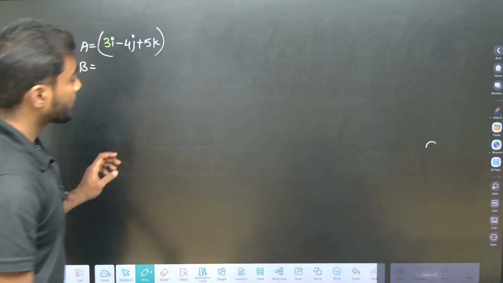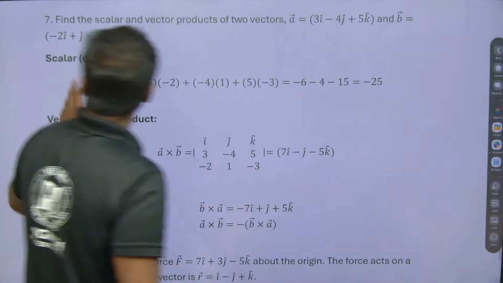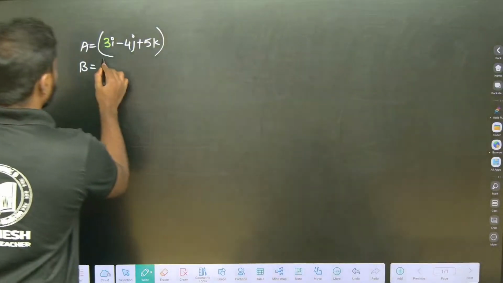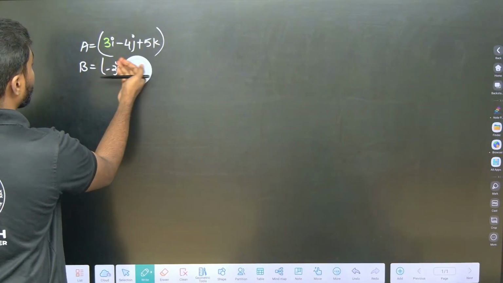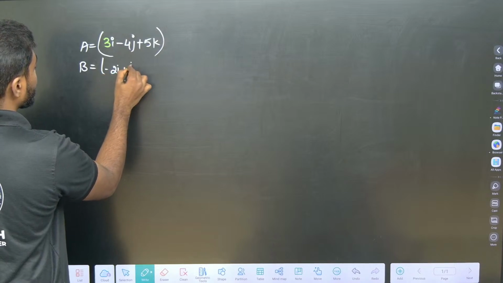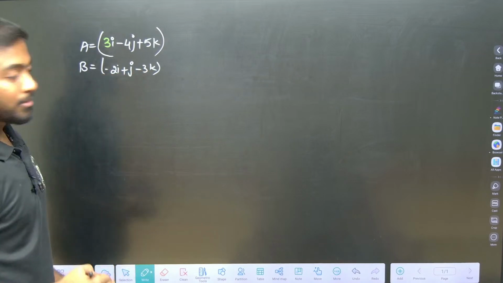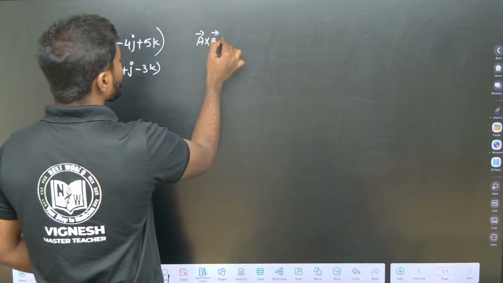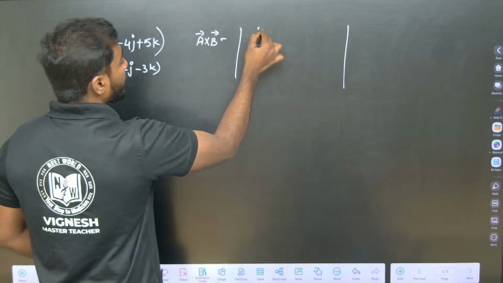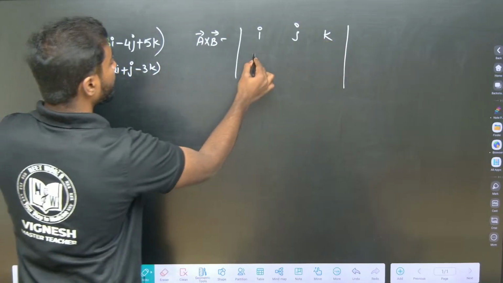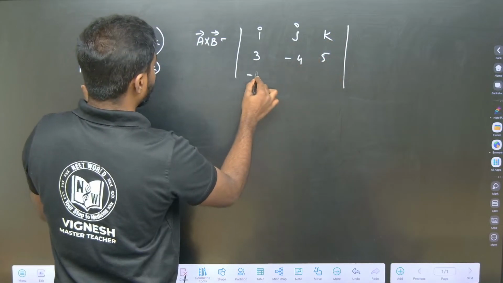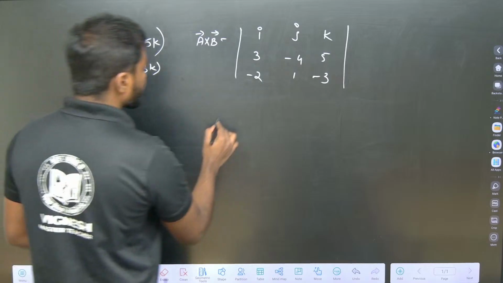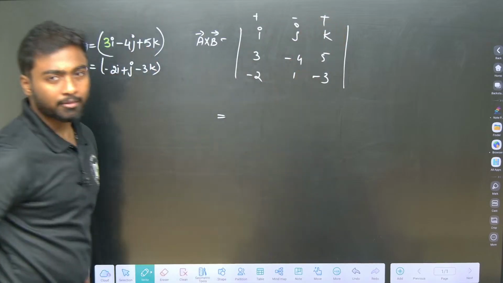How much? Minus 2, 1, minus 3. Minus 2i plus 1j minus 3k. So A cross B they are asking. What we should do is take a determinant. i, j, k. What are the numbers available? 3, minus 4, 5, minus 2, 1, minus 3. Right. So these are the numbers. So what I should do is plus minus plus, you can write plus minus plus.